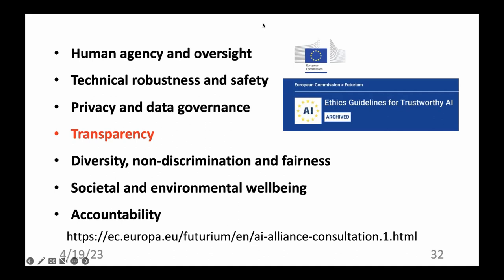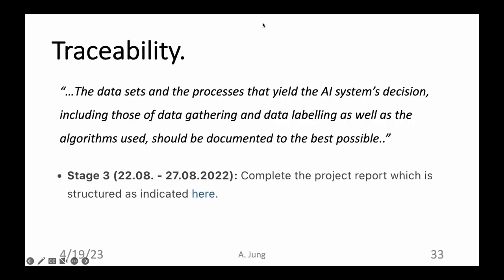Okay, so the next key requirement is transparency. Here the guidelines say the data sets and the processes that yield the AI system's decision, including those of data gathering and data labeling, as well as the algorithms used, should be documented to the best possible. And this is what I also ask you to practice in the federated learning project.